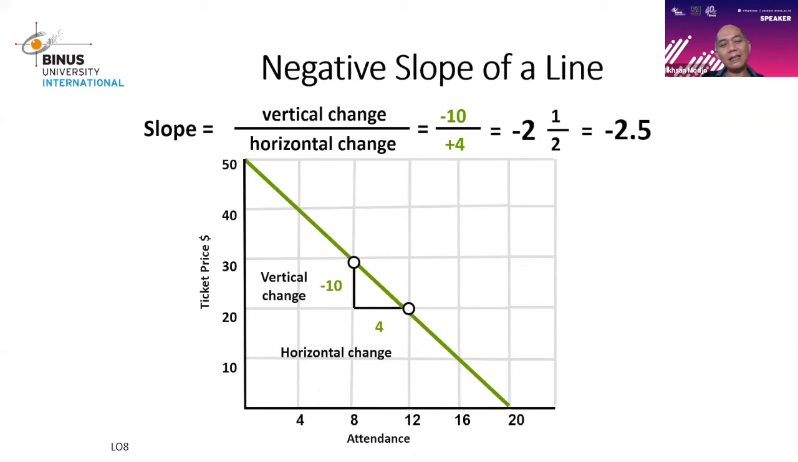So that's the very important thing about slope. Slope can tell you many things. The slope of a line can tell you a lot of things. First is whether the line is linear or not, and then the relationship is also going to be shown in the sign of the slope. So slope is important.